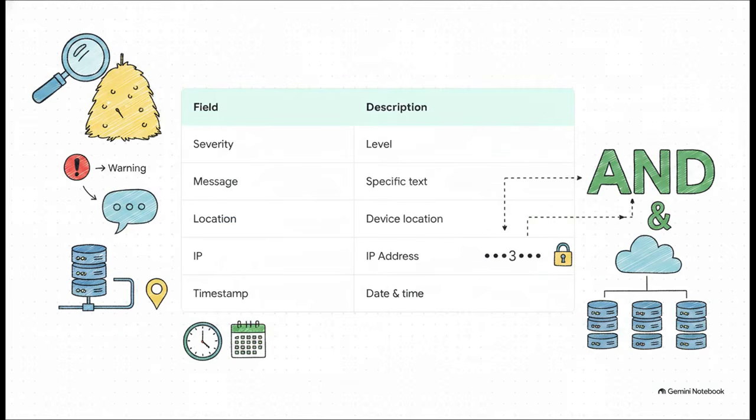To find that specific needle in the haystack, hitting the search icon opens up these distinct fields. You can filter by severity, like isolating only the critical or warning alerts. You can search by specific message text, the device location, the actual IP address, or the timestamp. Now, it's vital to note that you can fill out just one field or all of them. But if you use multiple fields, the system applies an AND condition, which means the event has to match all the criteria you just entered.